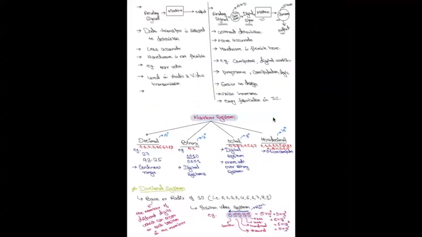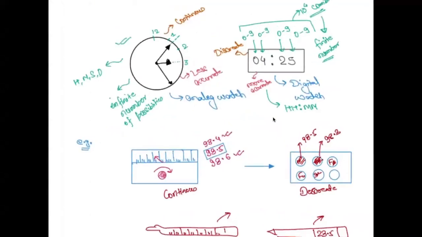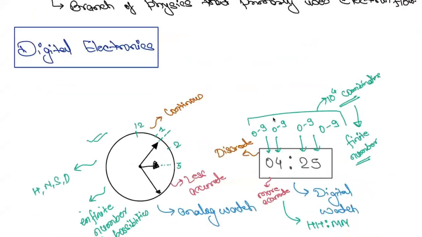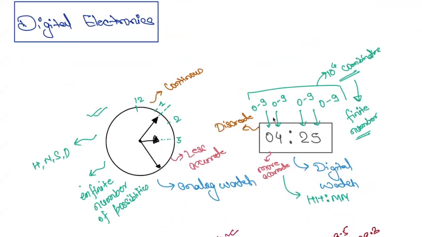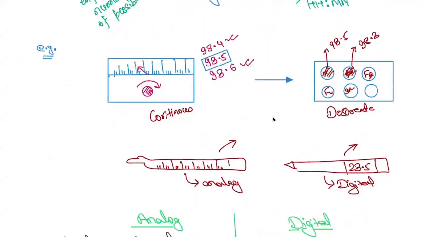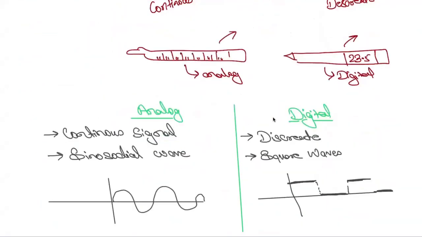Okay, so basically what did we see today, let's quickly revise. We saw electronics. What is electronics? Electronics is a branch of physics which basically depends upon the electron flow, right? How we will see this thing. The main focus of our class is digital electronics, where we have learned about the analog and digital signal, what are the differences between them, how they are alike or different.